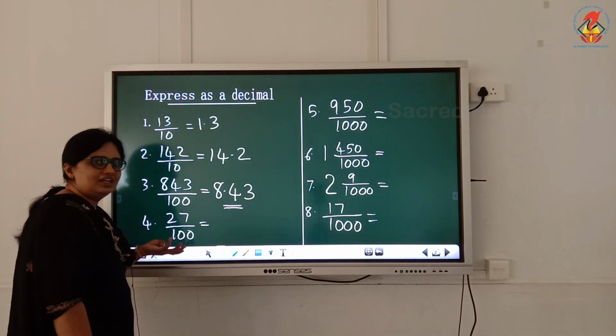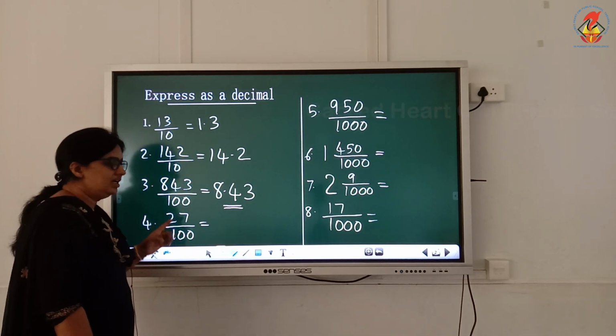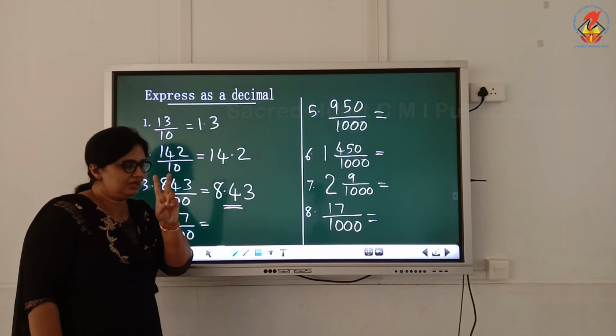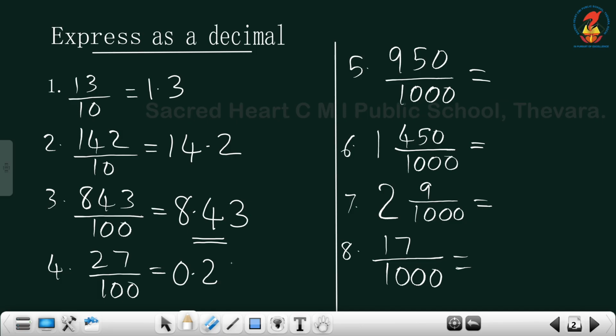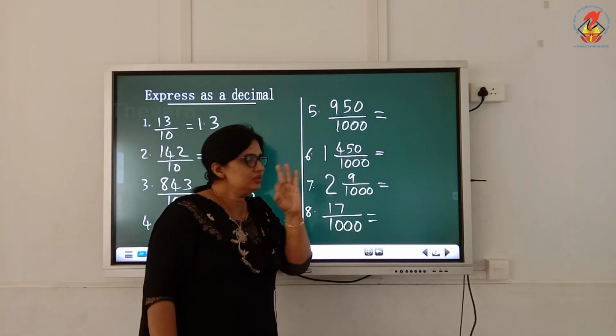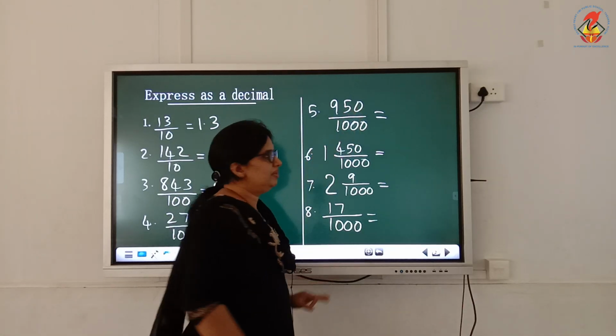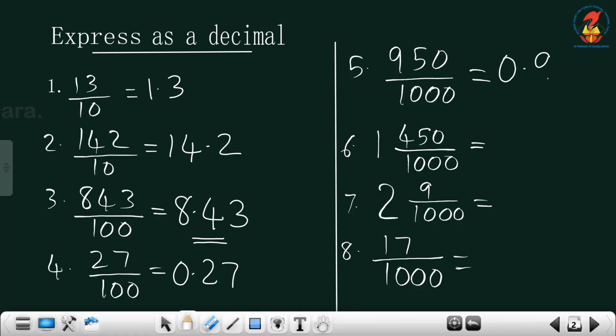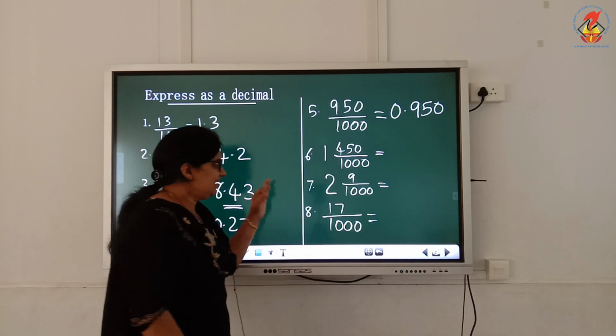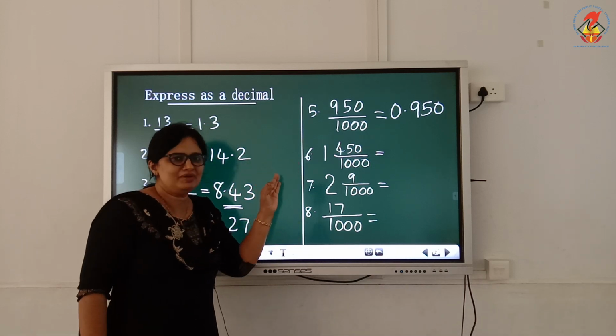And the next one is 27 by 100. How can I write it? 27 divided by 100. Divided by 100 means 2 decimal places. So, I can write it as 0.27. Okay. And the next one is 950 divided by 1000. And here 1000, how many zeros? 3 zeros. So, I need to write 3 decimal places also there. So, 0.950.